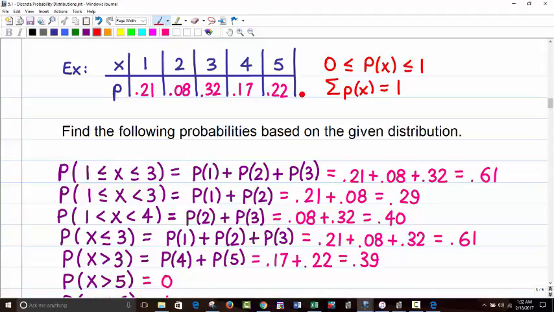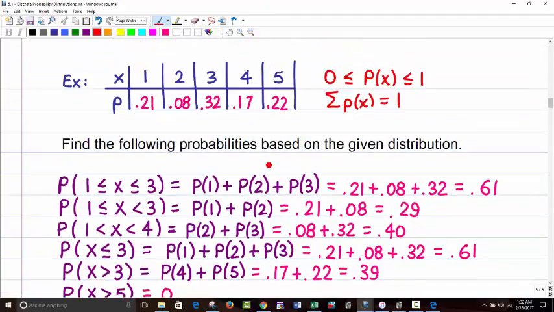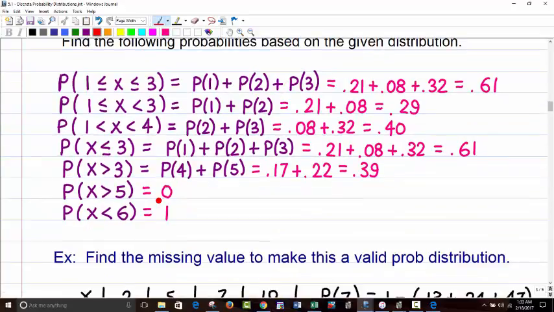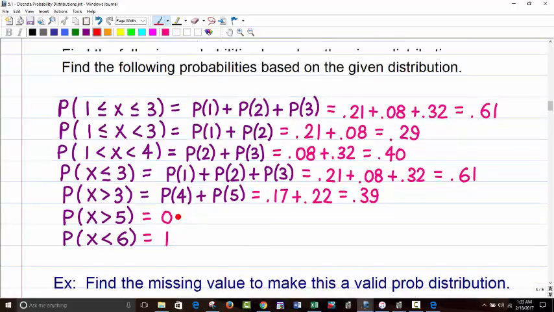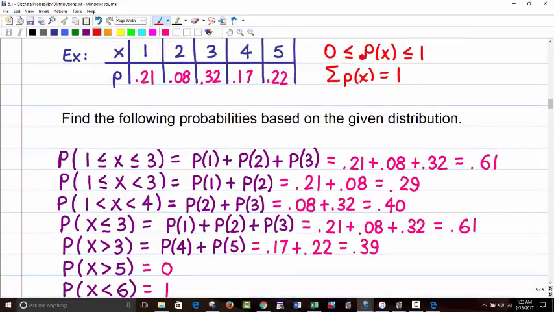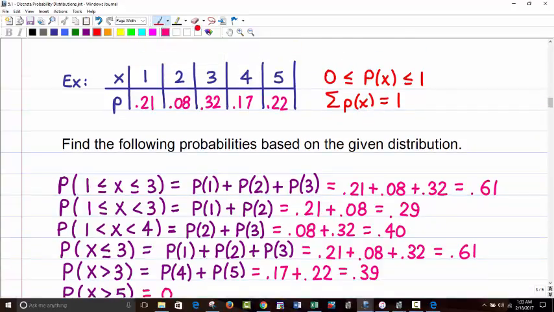Probability that x is greater than 5 would be 0, nothing there. And then probability less than 6 would be all of them, which would be 1. I probably wouldn't ask these two on a test, but I just wanted to show, because of this rule right here, how they can equal either 0 or 1. So I just wanted to show an example of it being 0 and 1, just so you can see. All right, let's move down and see what's next here.